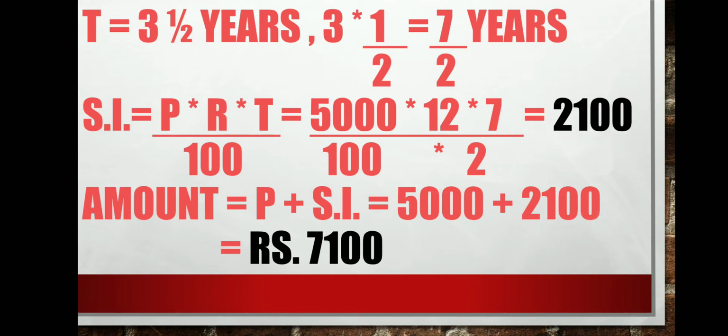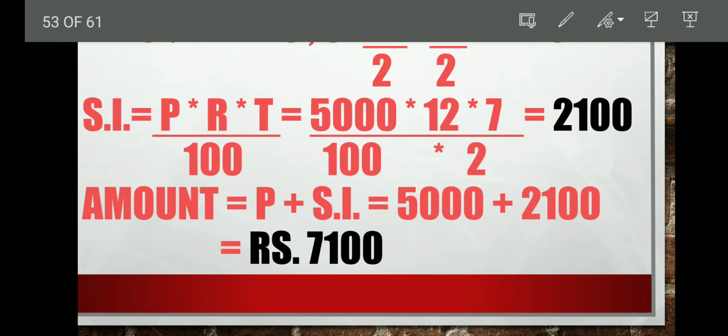Then we have to find out the amount. So what we'll do? We'll add principal with simple interest. So principal 5,000 plus the interest we just found, 2100, becomes rupees 7,100. This is the total amount which Ranjana has to pay. Now let me show you the calculation.